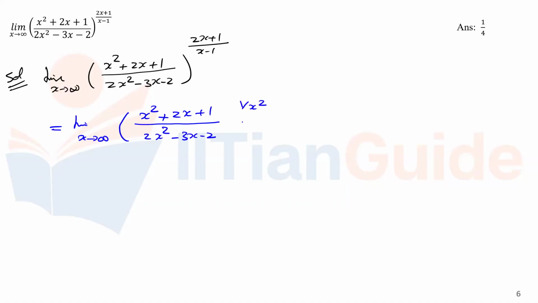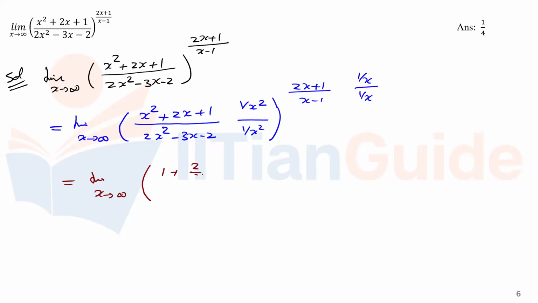Divide with the highest power x, that is 1 by x square, numerator and denominator both. Do the same thing in the power term also. 2x plus 1 divided by x minus 1 we have. X power 1 is the highest power, so I am dividing with the x, 1 by x. Now I am writing it once again. I am getting limit x tending to infinity, 1 by x square inside the bracket. If I do, I am getting 1 plus 2 by x plus 1 by x square.